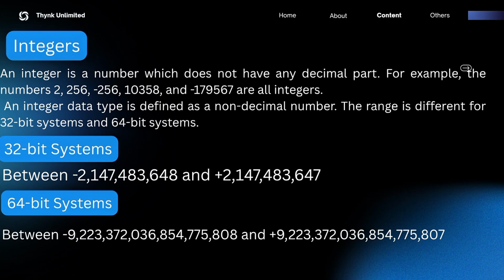Integers are whole numbers without decimals. They can be positive, negative, or zero. On 32-bit systems, the range is from -2.1 billion to 2.1 billion. On 64-bit systems, the range expands up to 9.2 quintillion in both directions. PHP automatically converts integers to floats if the value exceeds the system's limit. Understanding this helps developers manage numerical data accurately, optimize performance, and write reliable PHP programs across different system environments.